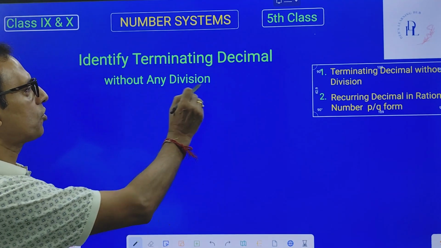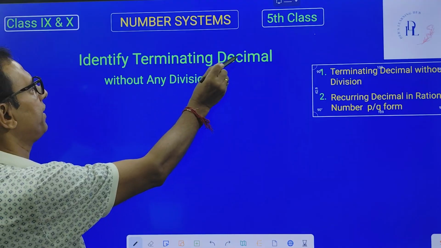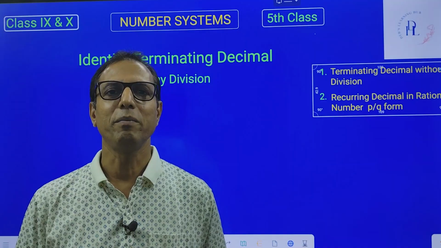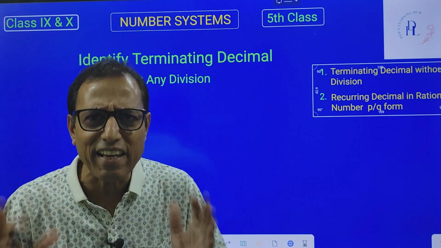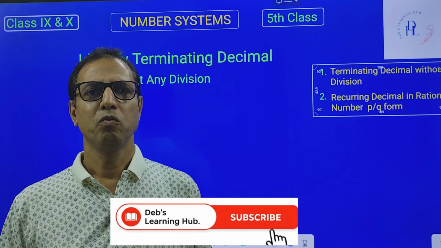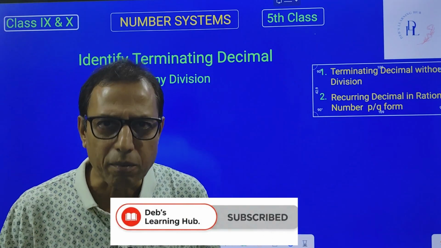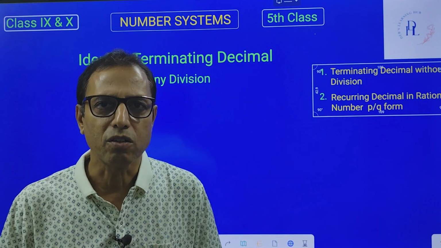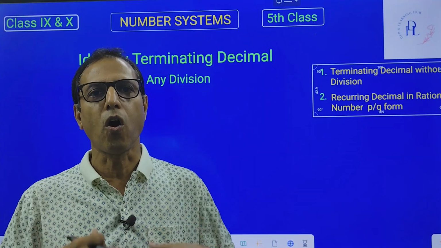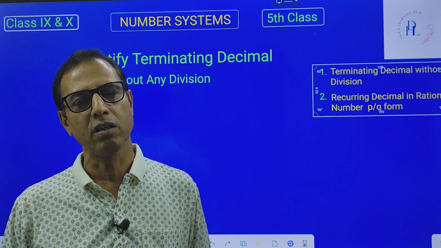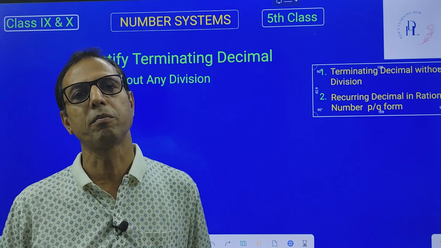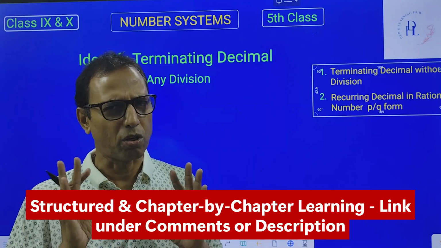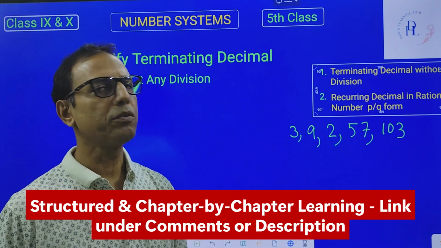So our first topic is identify terminating decimal without any division. Very simple, just understand the logic. Can you tell me a single integer which is divisible, that means either non-decimal divisible or terminating decimal divisible, but is not divisible by 2 or 5, any of these two? A little confused, right? Just giving you an example.